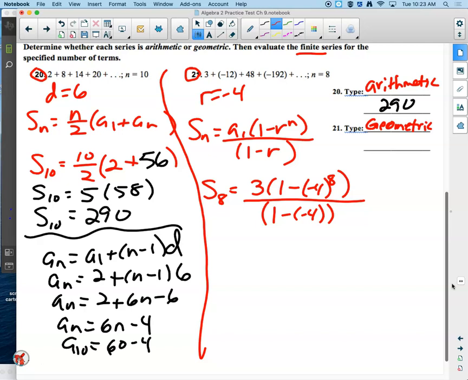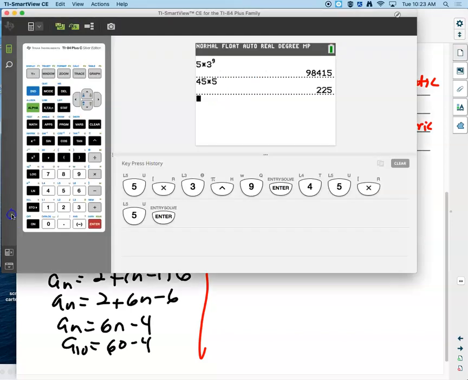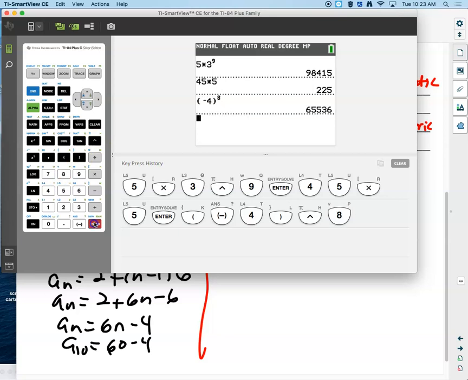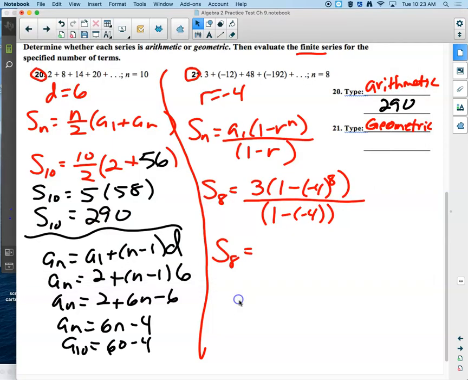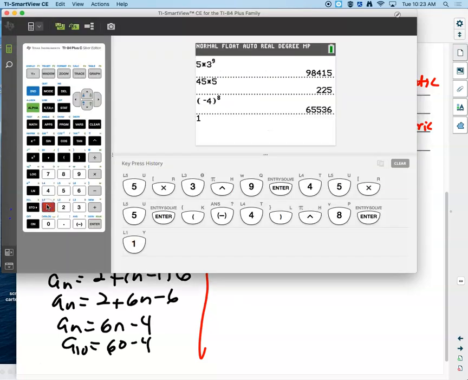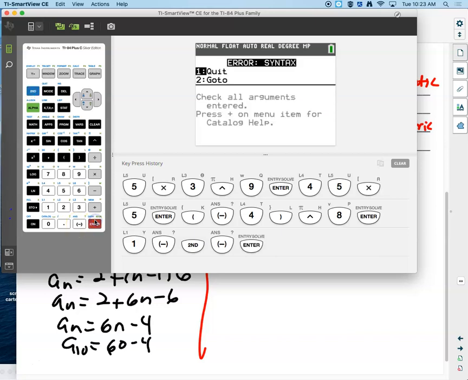So let's just say I decided I don't want to do any math in my noggin. I'm going to have to start here because the order of operations says I have to do powers first. So I'd have to do my parentheses, -4, parentheses to the 8th. Boom. Then I need 1 minus that. So 1 minus second answer. There it is with the negative.